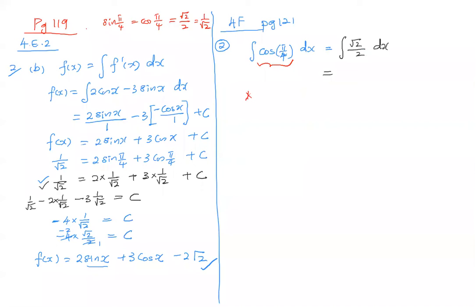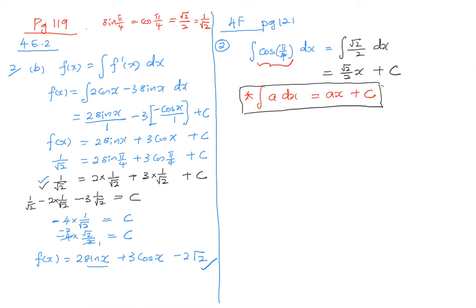If I integrate a constant, I get a constant times x plus c. Am I right? So this one you get root 2 over 2x plus c. You cannot forget this, okay? Please write it down. Okay, shall we try question 2f?